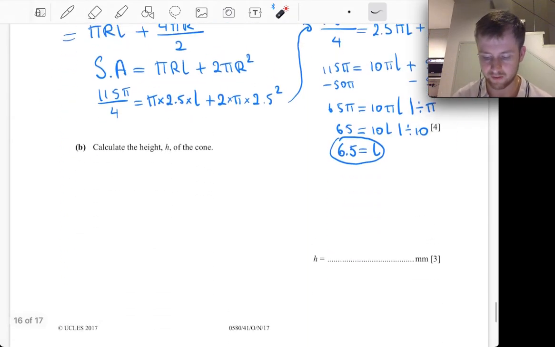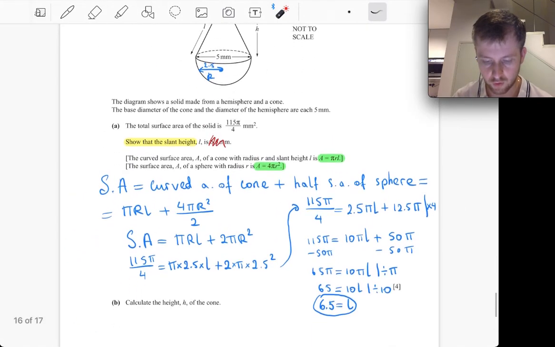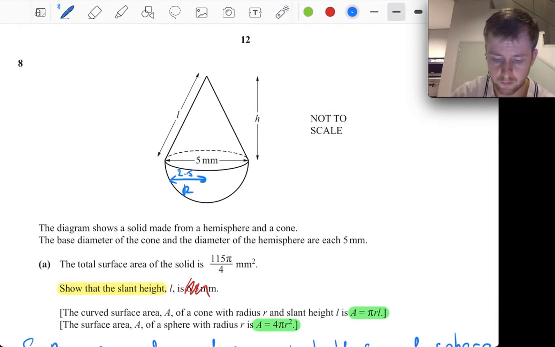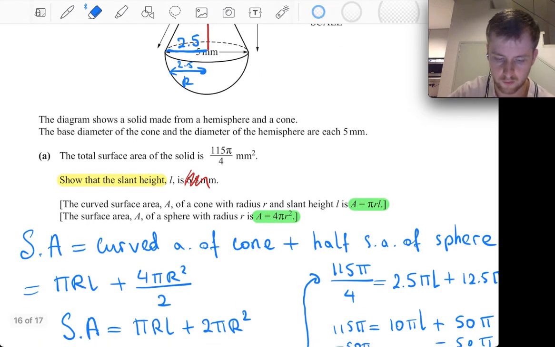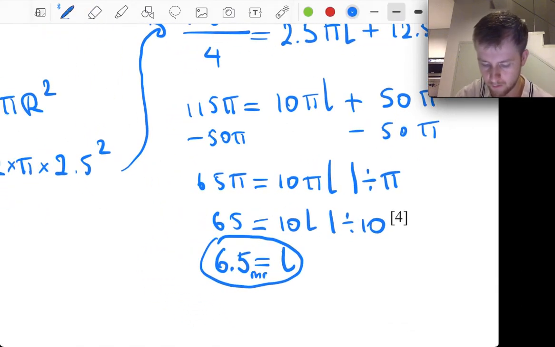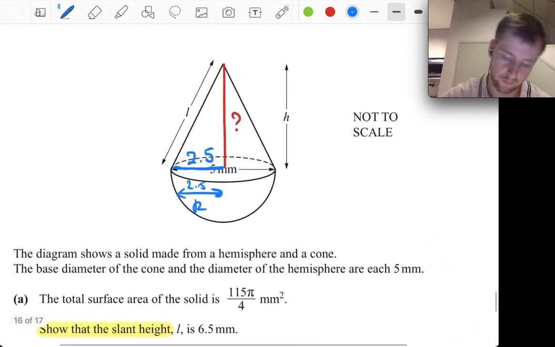Okay, and whoa, the screen was gone. Right, so next part of this question is calculate height of the cone. So we don't know the height, but it's going to be very easy to find. If you remember that example that we've done before, we can have this small right angle triangle here. So this is the height, which we don't know. This here is the radius, which we know, which is 2.5. And L, as we just figured out, is 6.5. Don't forget millimeters. I forgot about this, by the way. 6.5 millimeters.